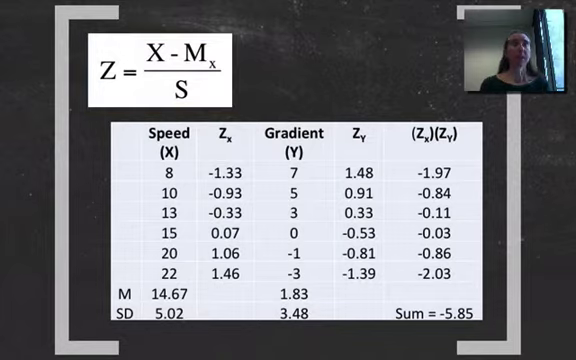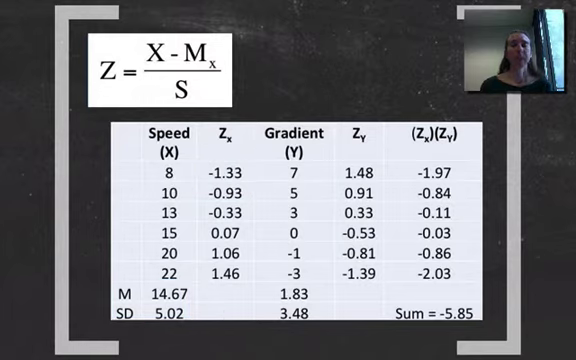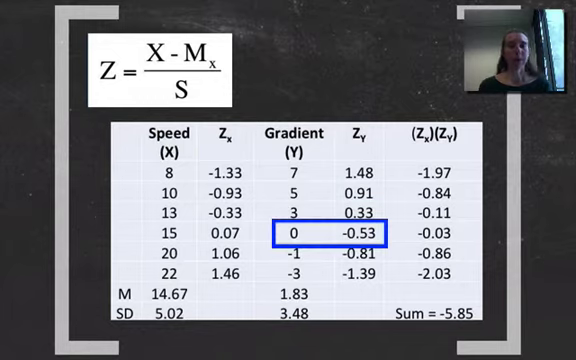And so I can do this, again, working with each of my single variables. So I have, for my speed of 8, a z-score is going to be 8 minus 14.67 divided by the standard deviation of 5.02 is going to give me negative 1.33. And so we do that for each of my x scores, and then we do that for each of my y variables as well. For example, 0 gradient, so flat, 0 minus 1.83 divided by 3.48 is going to give me a z-score of negative 0.53.